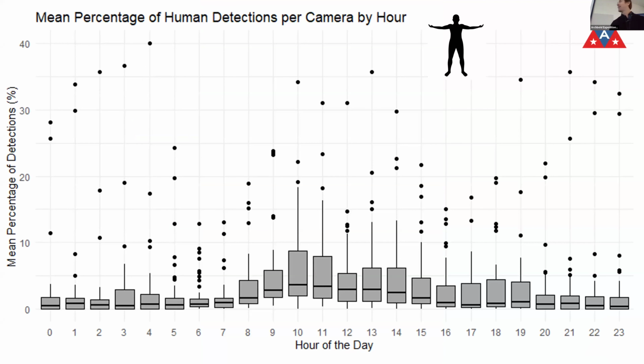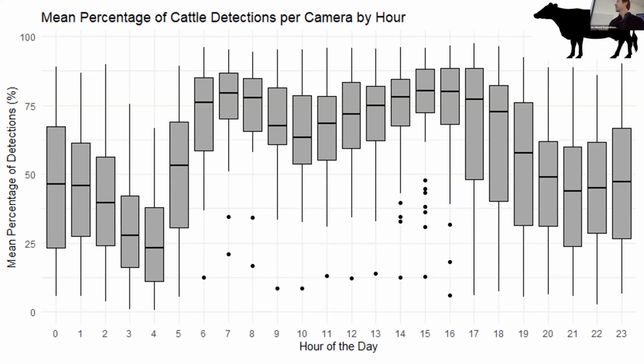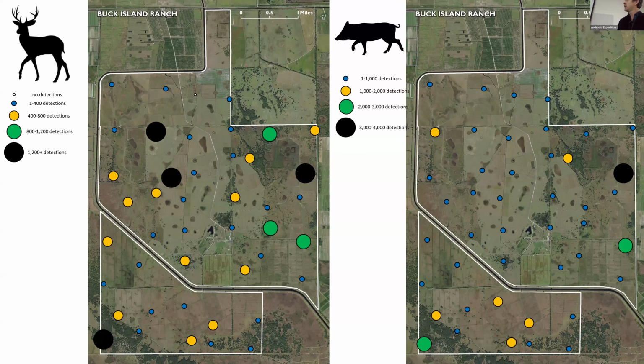The activity periods, I don't know what these outliers are doing. I'm not sure what people are out doing on the ranch between the hours of 1 and 5. It's probably hunting, maybe some field work. But this one's interesting. We've got a daytime peak of activity. Keep going with cows. The story is they're mostly active in the day, but there's a lot of variance in when we see detections.